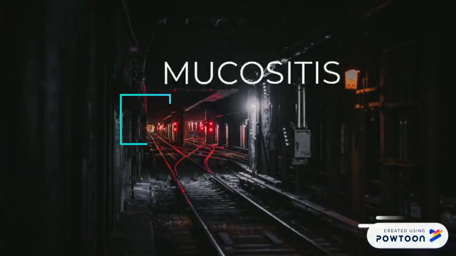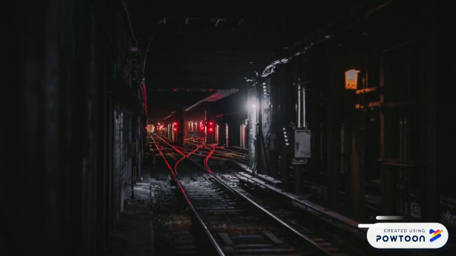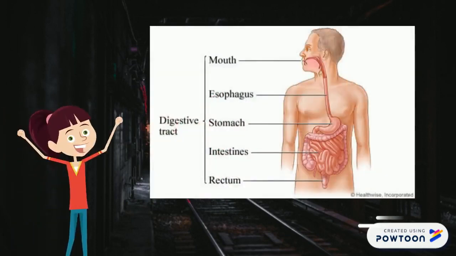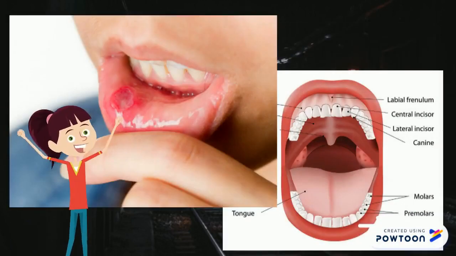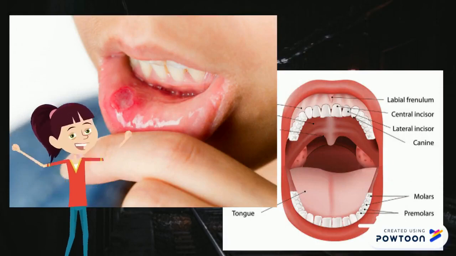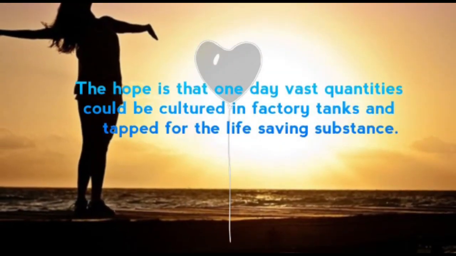The last side effect is mucositis, which is mouth sores. Mucositis is an inflammatory reaction of the mucous lining of the upper gastrointestinal tract, from mouth to stomach, which is mouth, lips, throat, and surrounding soft tissues.